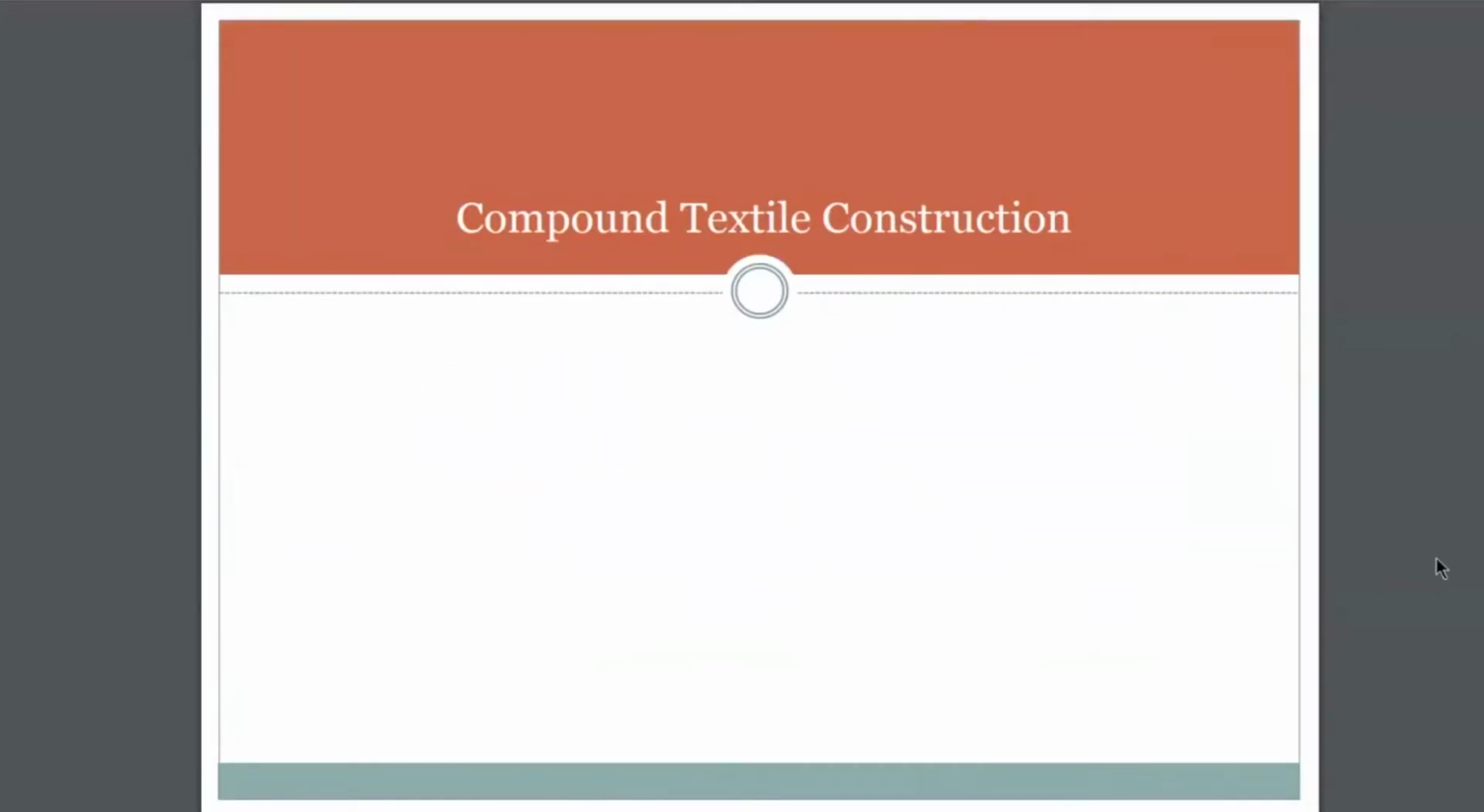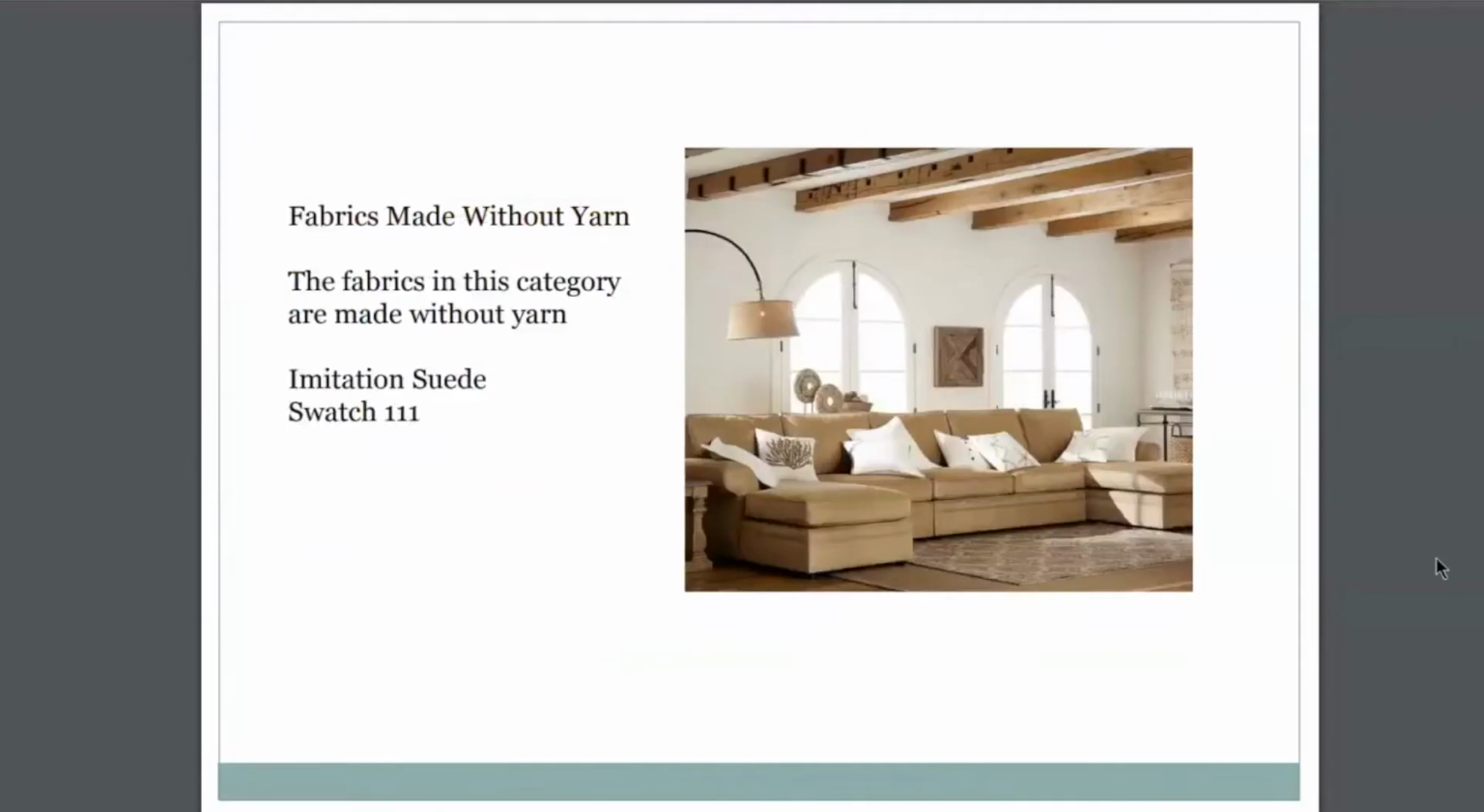So I feel like there's only a paragraph in your textbook about compound textile construction. Compound meaning two things coming together to create a textile, two or more things coming together. So in your textbook, before we look at compound, it also points out that not all fabrics are made with yarn. So I brought that to your attention before. Not all fabrics are made with yarn. Some are made without yarn.